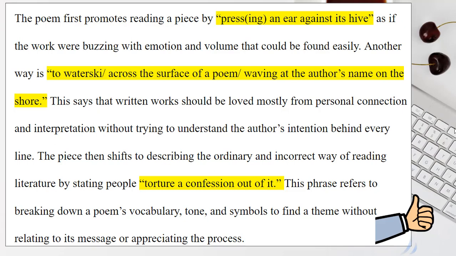Another way is to water ski across the surface of a poem, waving at the author's name on the shore. And then the student goes on further, and then at the end, by stating people, quote, "torture a confession out of it." Notice this is a very targeted approach to using quotations in one paragraph. They could have bunched it all together and made it one little section that took up 3 lines, but it's actually more effective to spread out the ideas and use the evidence in this way.